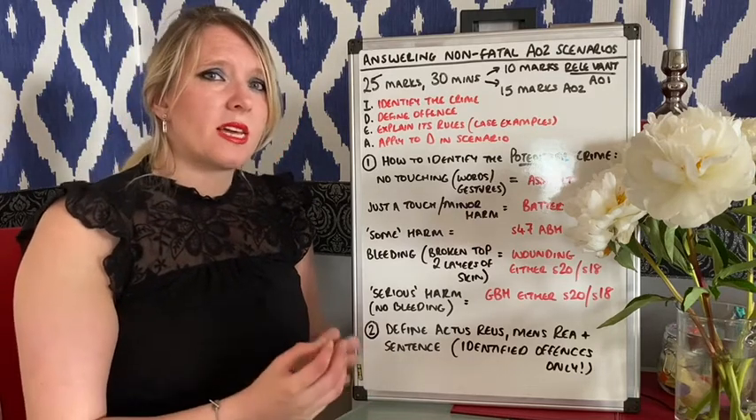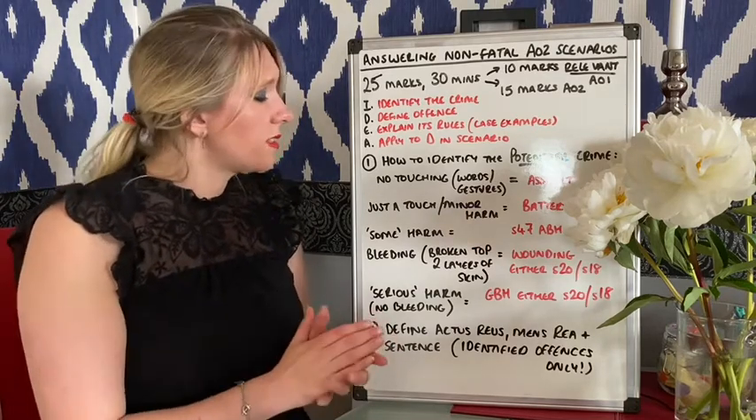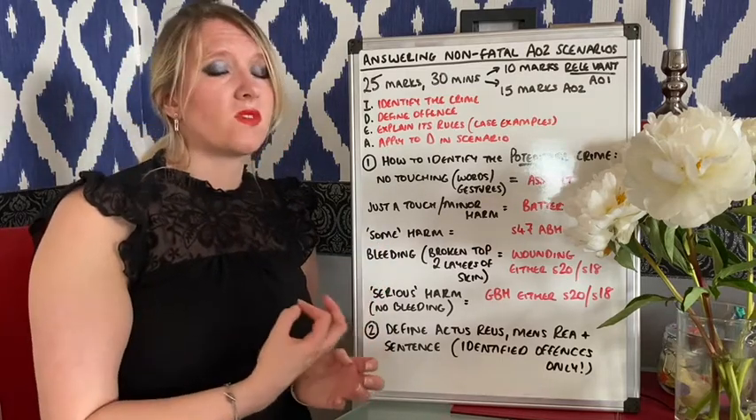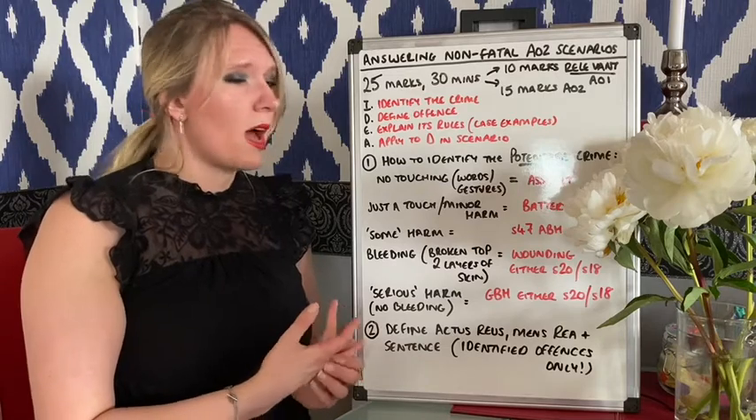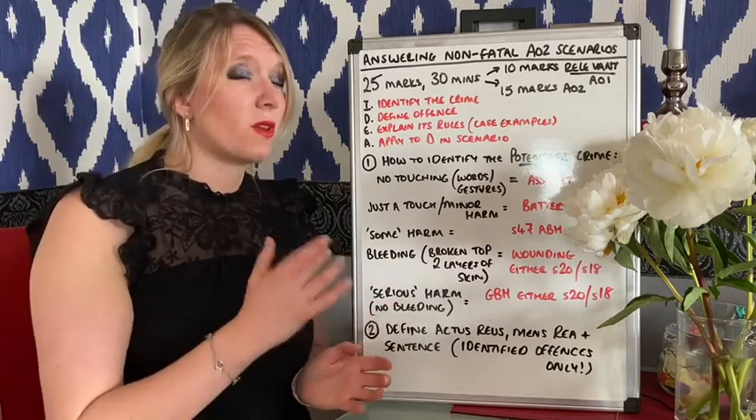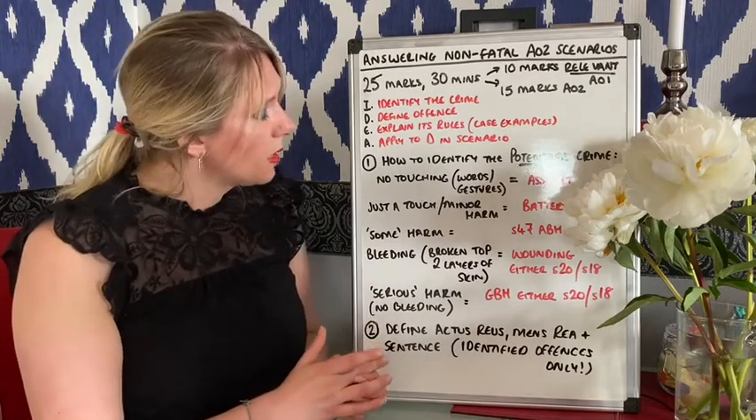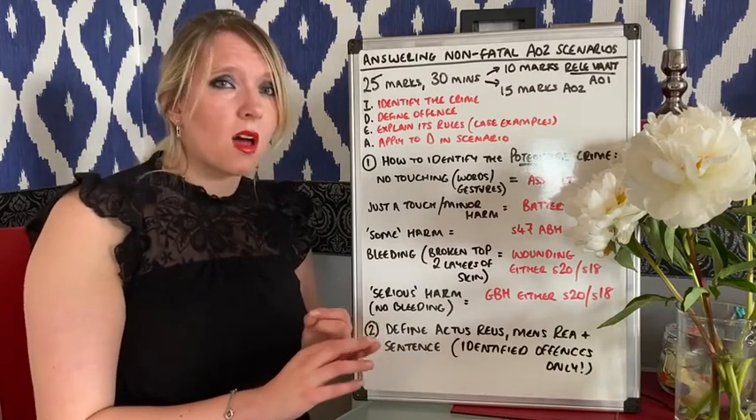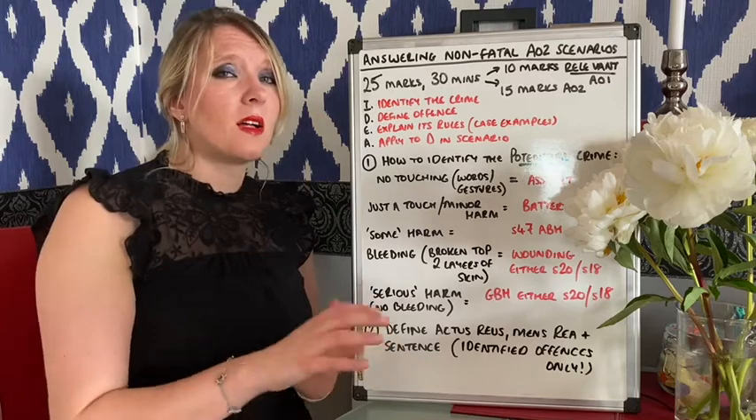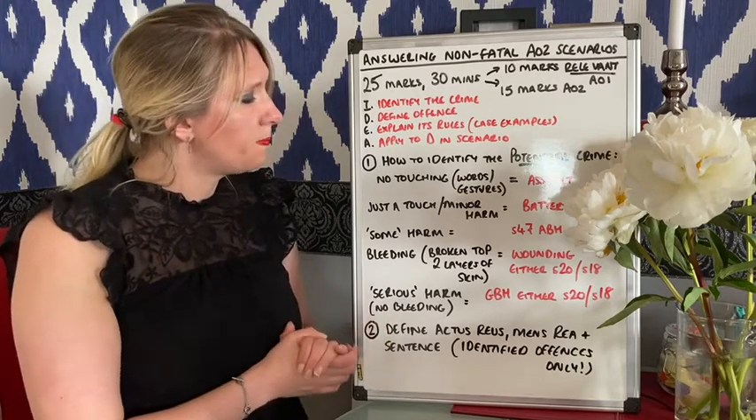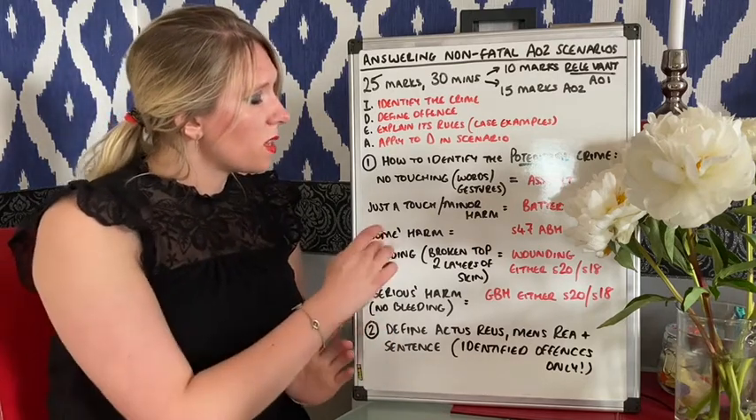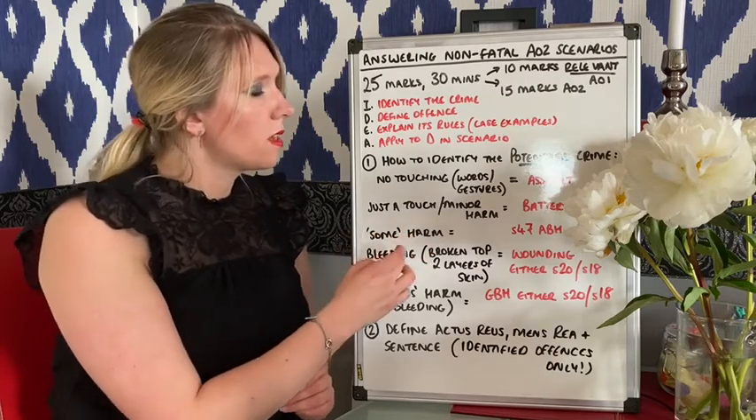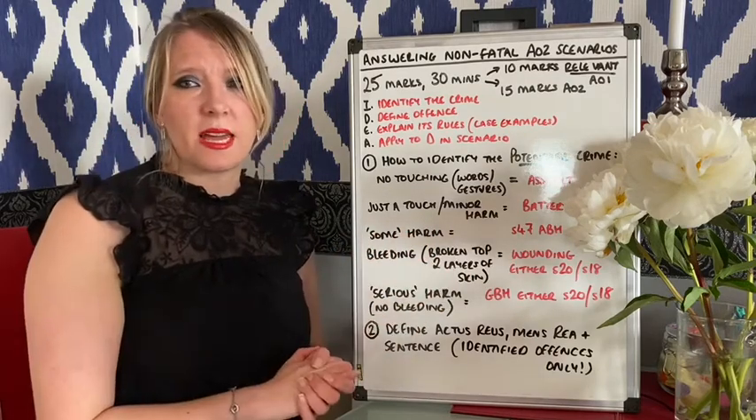Then you have to make some decisions, some choices in the exam. Do you think they've caused some harm? In the case of R versus Miller, they talked about anything interfering with the health or comfort of the victim. And remember, this can include psychological harm, physical harm, even biological harm, like infectious diseases. If you think it is more than minor harm, but not quite serious, then it could be section 47 ABH.